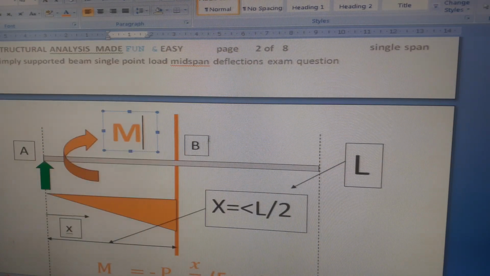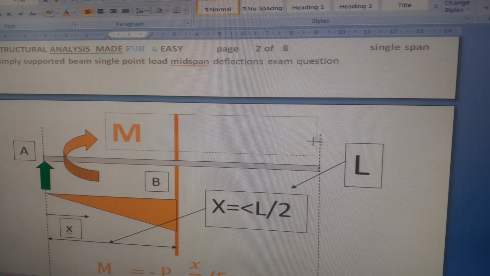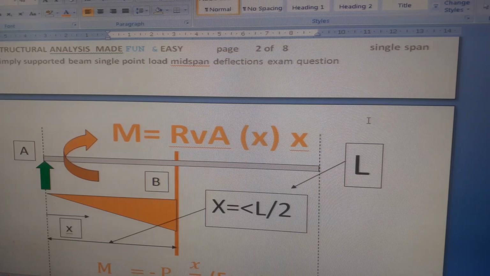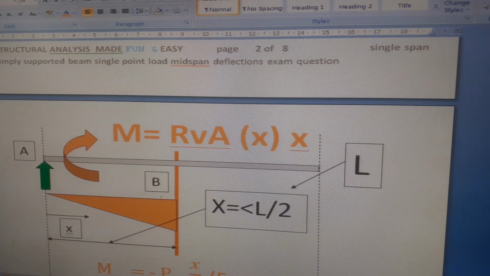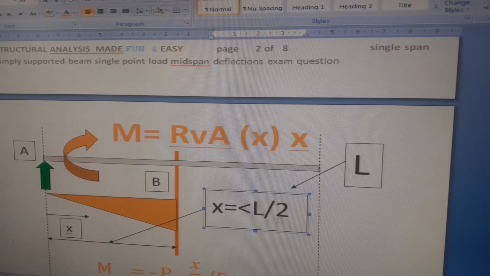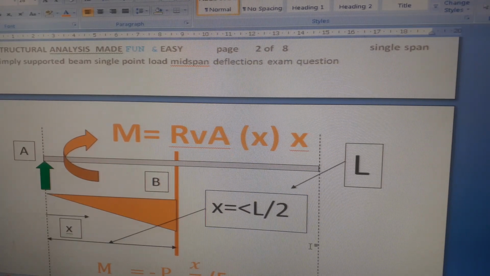Let me just write that on there as well. M equals vertical reaction A times X, which is the distance along. That means this only applies up until we get to the middle point, where X is less than L over 2, but we don't need to go any further to the right.